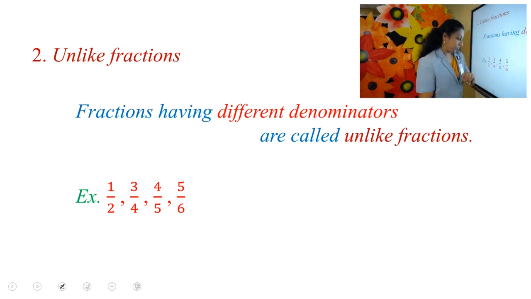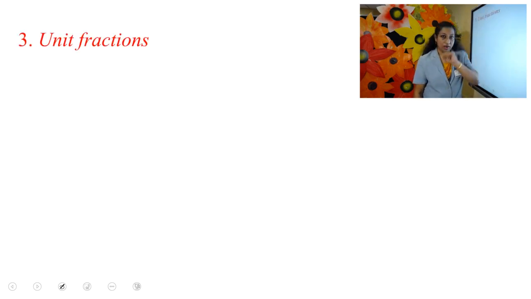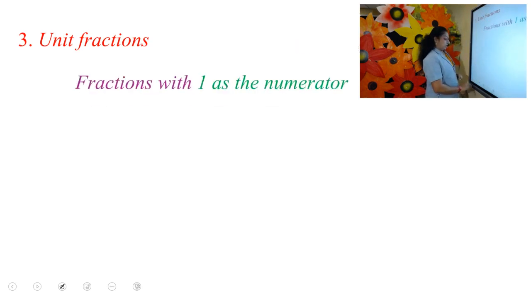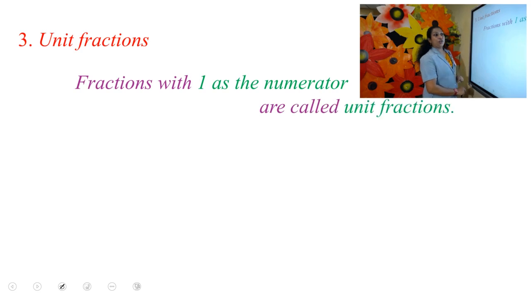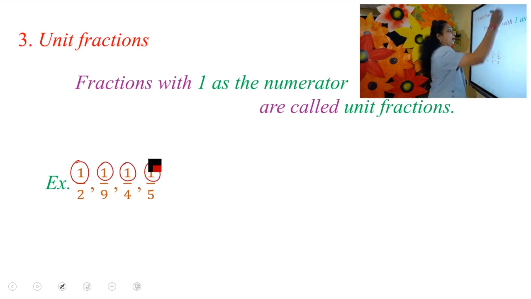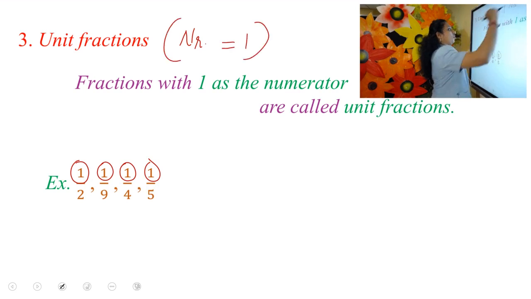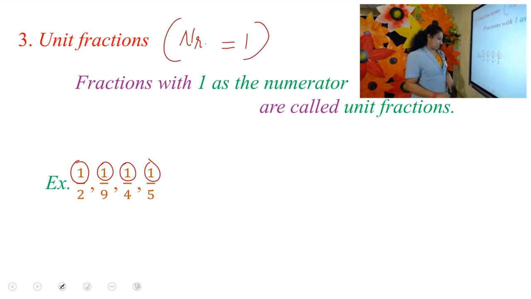And third type of fraction, it is unit fraction. From the word unit, we know it is 1. So fractions with 1 as numerator are called unit fractions. Look at the examples. 1 by 2, 1 by 9, 1 by 4, 1 by 5. Here the numerator is equivalent to 1. This type of fractions are known as unit fraction.